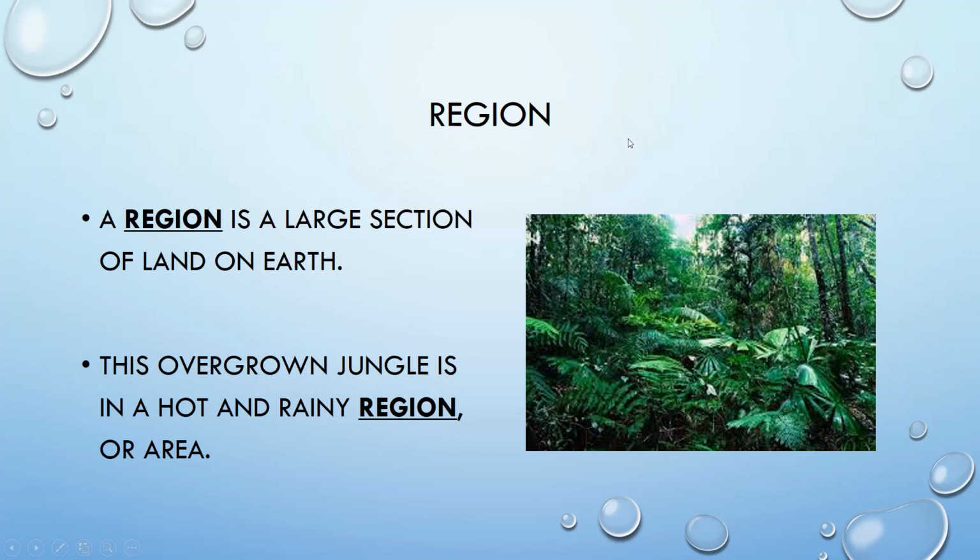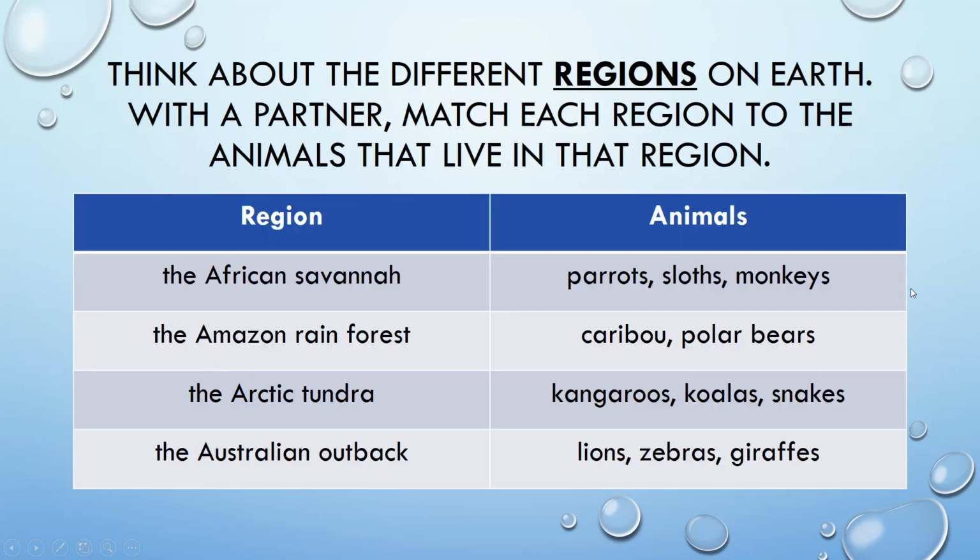Region. What word? Good, region. A region is a large section of land on Earth. This overgrown jungle is a hot and rainy region or area. Again, comma, or area. I know that these two words mean the same thing. Area and region are the same thing. Think about different regions on Earth. With a partner, match each region to the animals that live in that region.